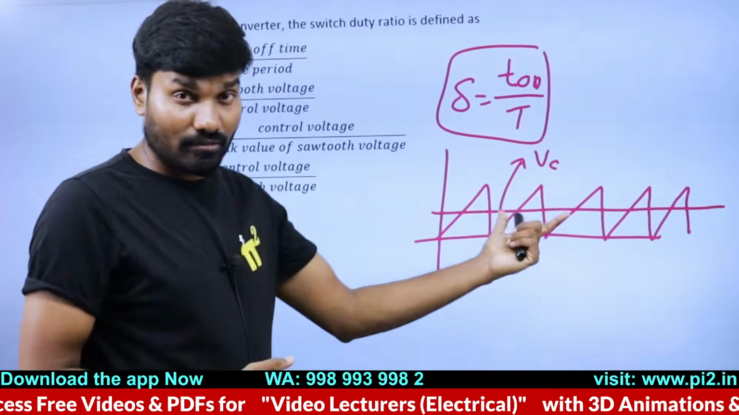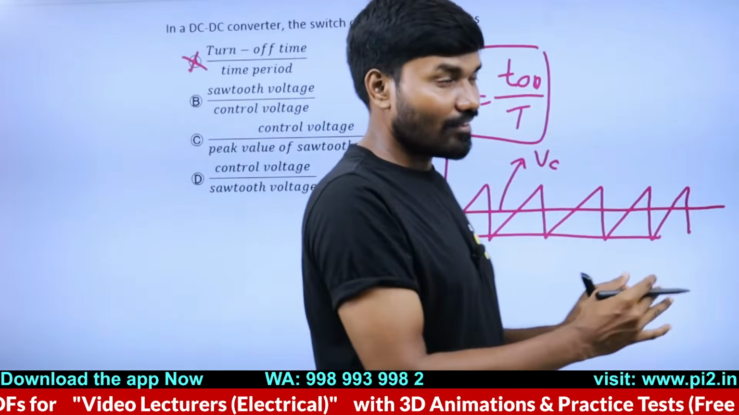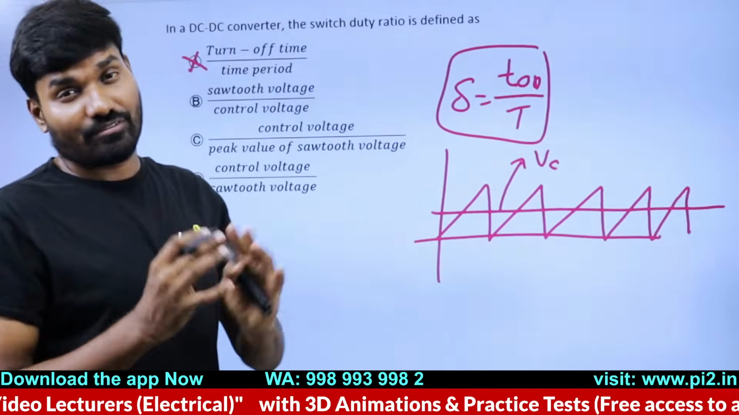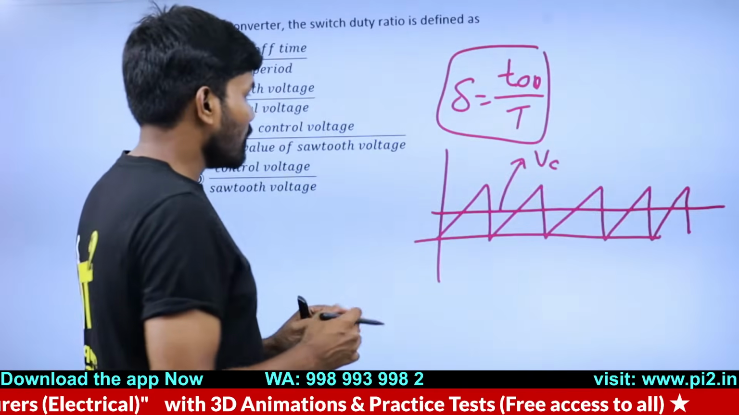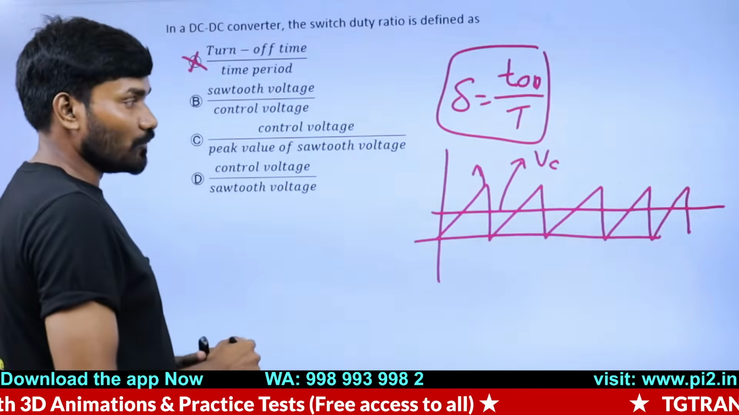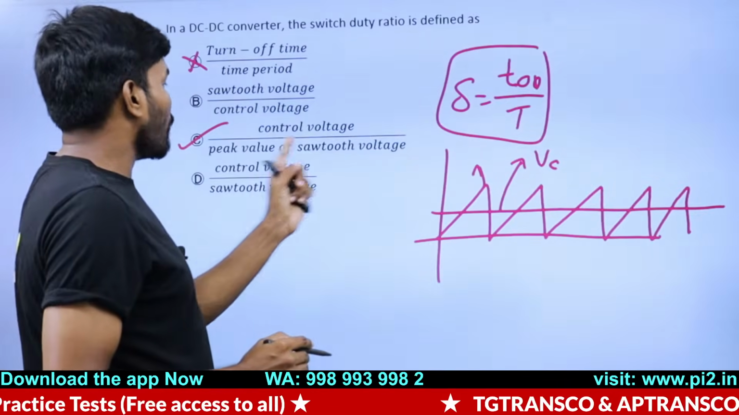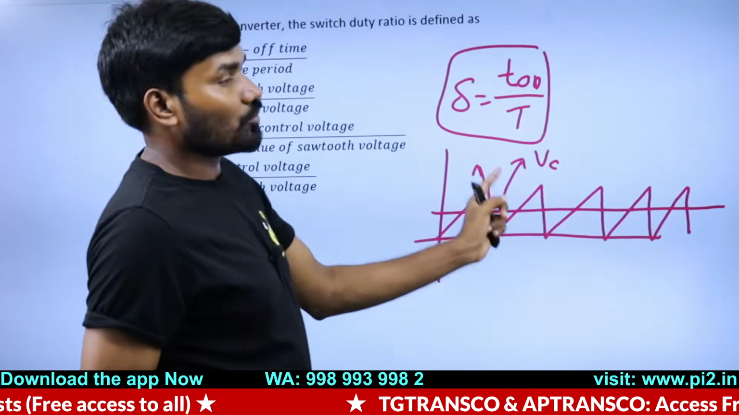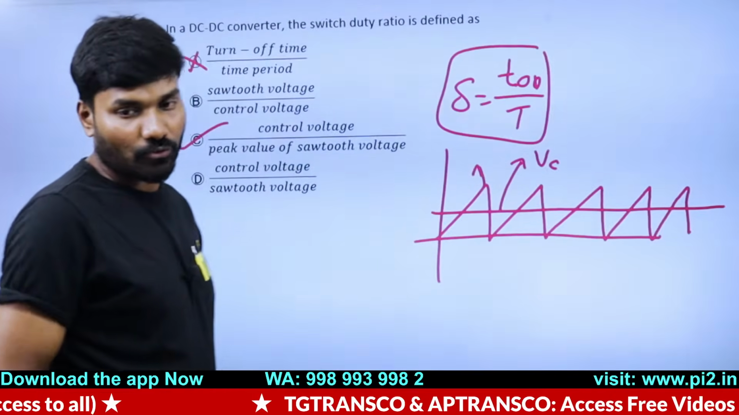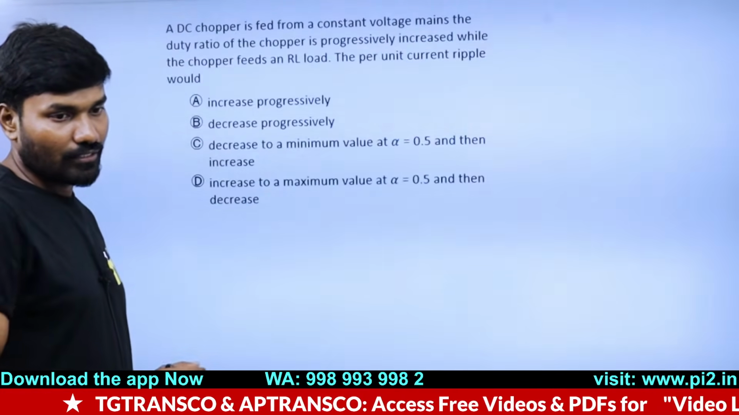I've given this with clear simulations and animations, not just hand drawn. So this is a control voltage, this is a sawtooth voltage peak value. Now the ratio of control voltage to peak voltage of sawtooth will give you the duty ratio, will give you the required pulses.